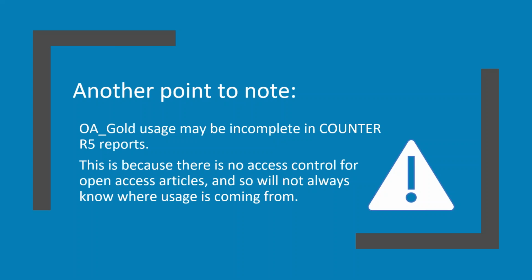There's another point we just need to bring to your attention, and that is that in Counter R5 reports, so in release 5 of the Counter Code of Practice, OA Gold usage may be incomplete, and that's because there's no access control for open access articles. So publishers and you may not always know where that usage is coming from.